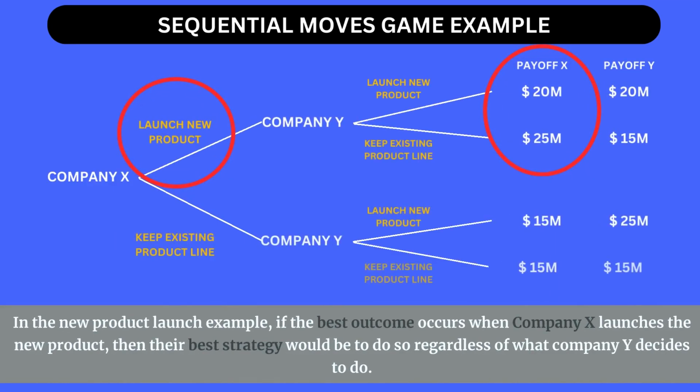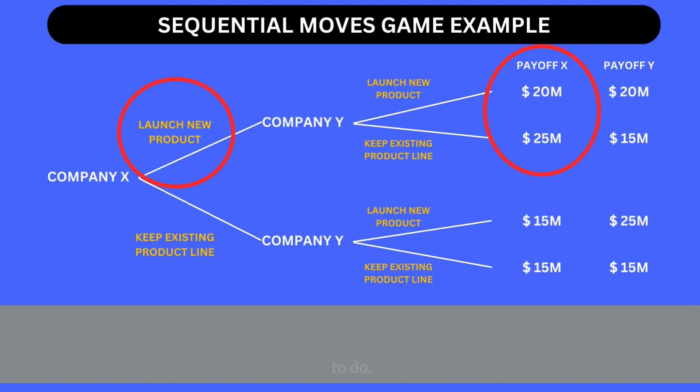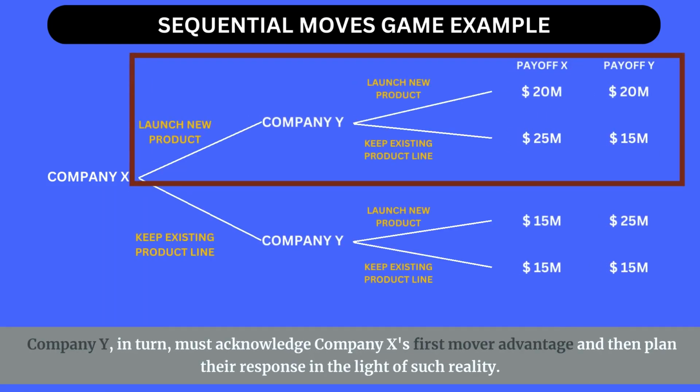In the new product launch example, if the best outcome occurs when Company X launches the new product, then their best strategy would be to do so regardless of what Company Y decides to do. Company Y, in turn, must acknowledge Company X's first mover advantage and then plan their response in light of such reality.